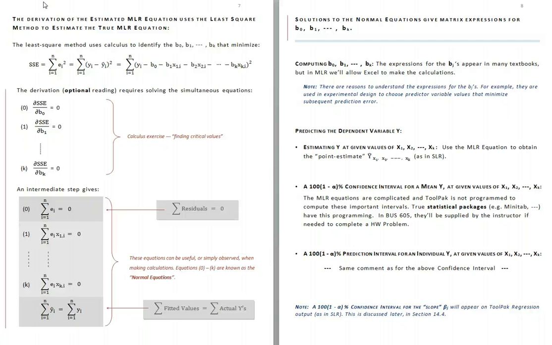The calculus details of the derivation are optional reading and will not be tested. However, two items that appear in the derivation are worth observing. The first is that the residual values always sum to 0. The second is that the sum of all fitted values is the same as the sum of all actual yi data values. The derived expressions for b0, b1, b2, all the way through bk appear in many textbooks and involve matrix multiplications. For multiple linear regression in Business 605, we'll allow Excel's 2-pack to complete these calculations for us.